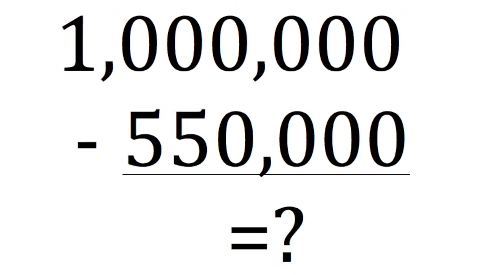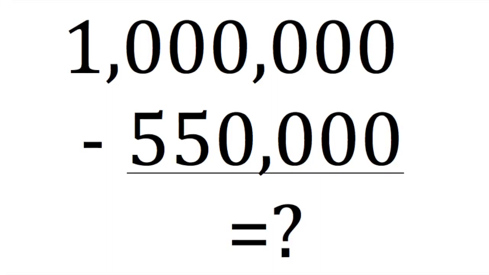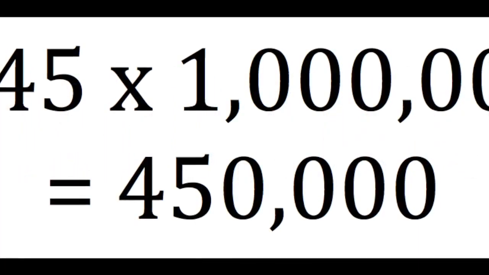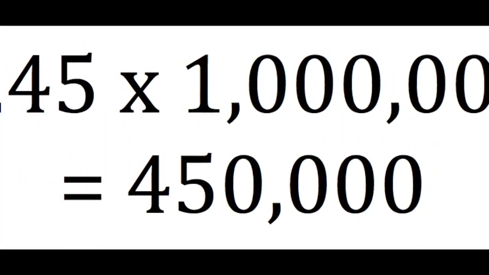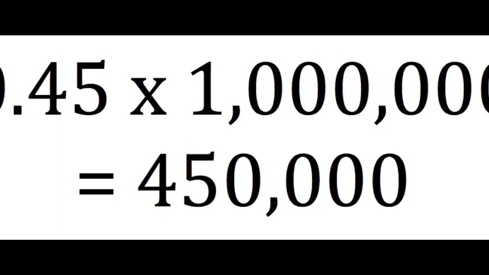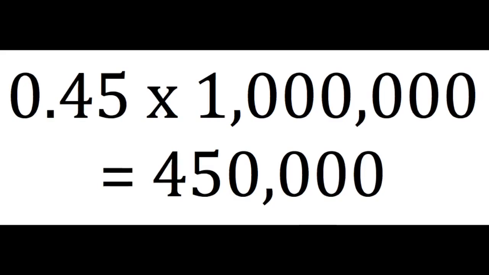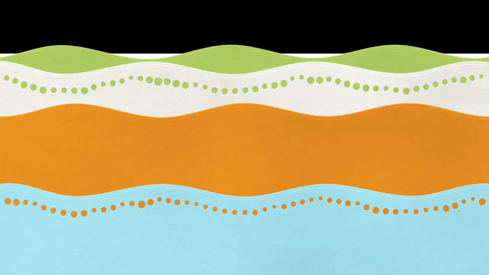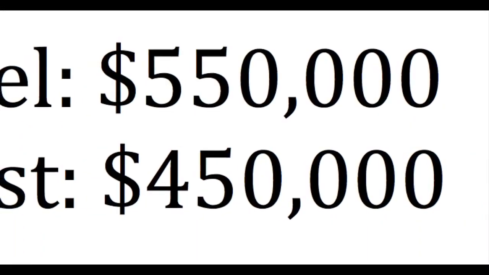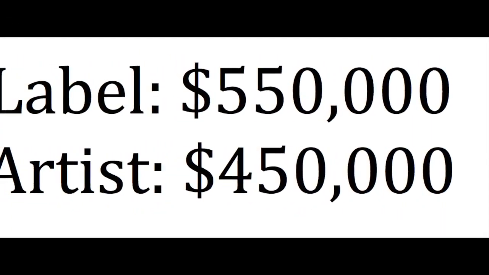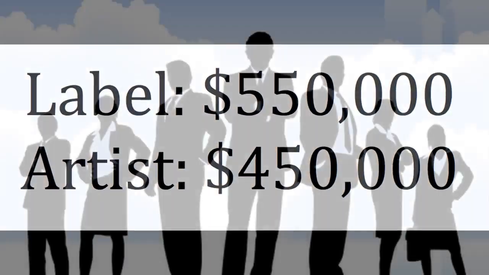Now, logically we can say the artist will receive the remainder of the $1 million. So we could take $1 million and subtract 550,000, which gives us 450,000. However, just to check that answer, let's take 45% and multiply it by $1 million. Again, we come to 450,000. Now we have both our answers. The label is going to receive $550,000 and the artist is going to receive $450,000.